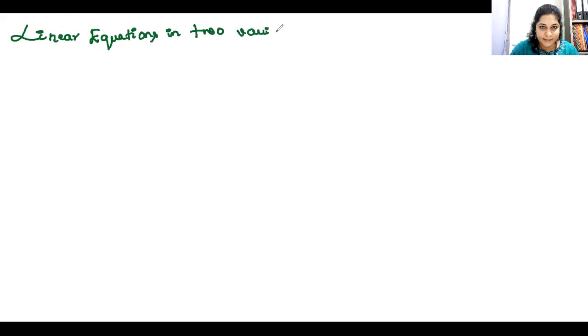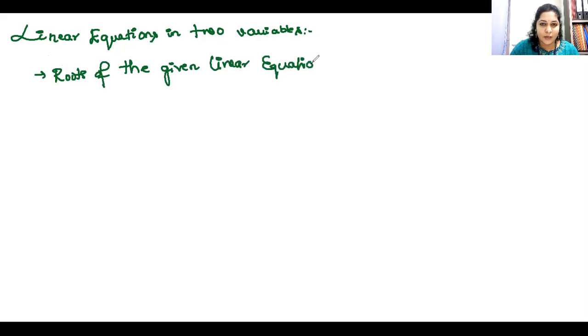Here we have to understand and remember two things before we start plotting the solutions for linear equations on graph sheet. What are the two things we have to very importantly understand? First is to find out the roots, correct? Roots of the given linear equation. What do you understand by this? Finding out roots, or I can say finding out solutions of a given linear equation. So how do I find out solutions?